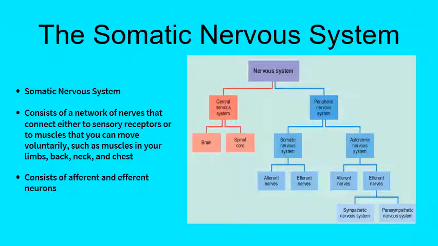Again, the somatic system is a division of the peripheral system. It consists of a network of nerves that connects either to sensory receptors or to muscles that you can move voluntarily, such as your muscles in your limbs, your back, neck, and chest. It also consists of the afferent information approaching the brain, and efferent information or nerve impulses escaping the brain and towards the muscles. So again, the somatic system is the one that interacts with our external environment. How do we respond to our outside information?